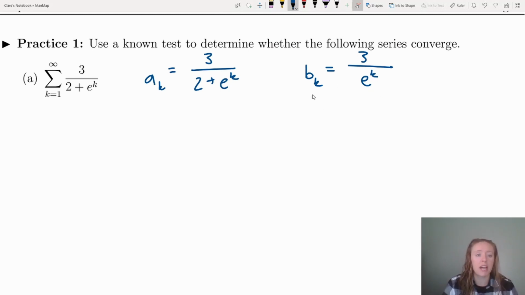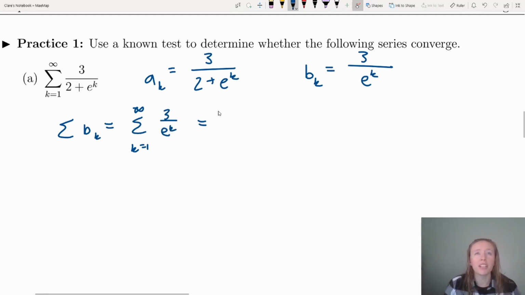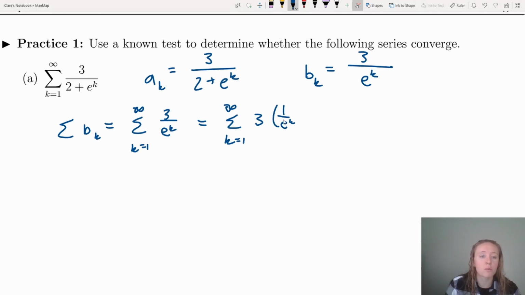Now if you see b sub k as a series, which I'll go ahead and write over here, the summation of b sub k is going to be the summation from k equals 1 to infinity of 3 over e to the k. So I'm going to rewrite the summation to make it a little more clear what we have. I'm going to pull this 3 down in front of my 1 over e to the k. But as opposed to writing this as 1 over e to the k, I know that 1 to the k is still 1. So I'm going to write this as 1 over e all raised to the k.